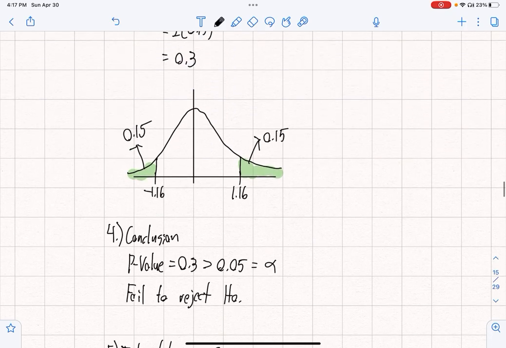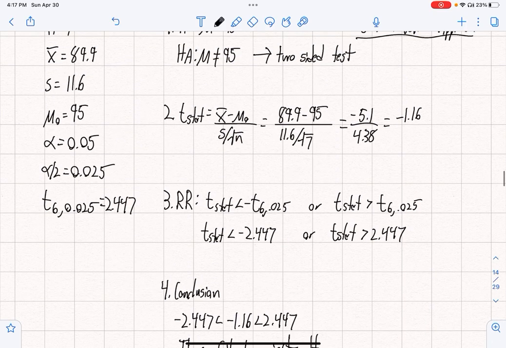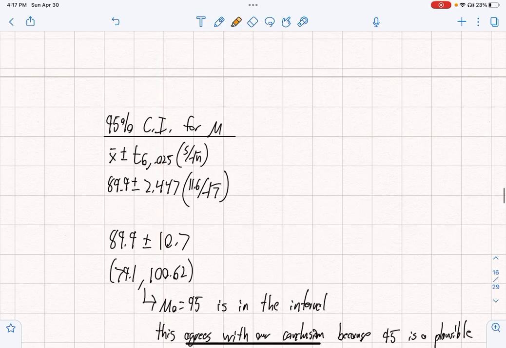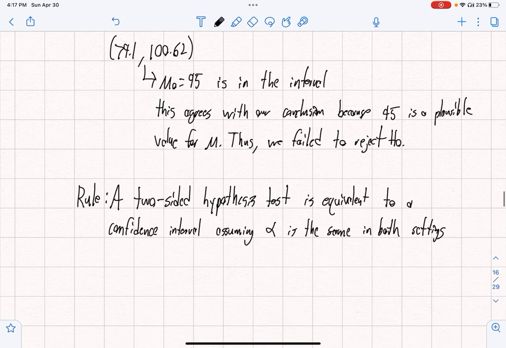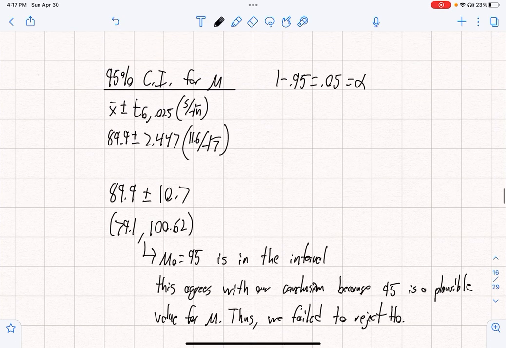So in this problem, what was our alpha? Alpha was 0.05. Okay, so what was our alpha for the confidence interval? Well, 1 minus 0.95 is equal to 0.05, which is our alpha. So the alpha was the same for this confidence interval. And so we could have established this interval. And now we know that we would fail to reject the null hypothesis if mu naught is anywhere from 79.1 to 100.62. And we would reject the null hypothesis if mu was either less than 79.1 or greater than 100.62.